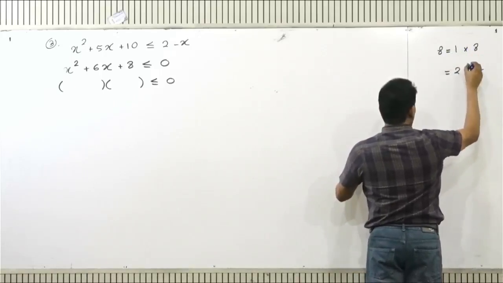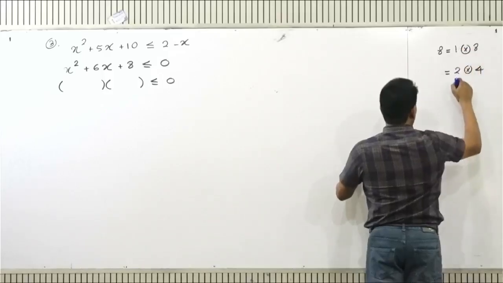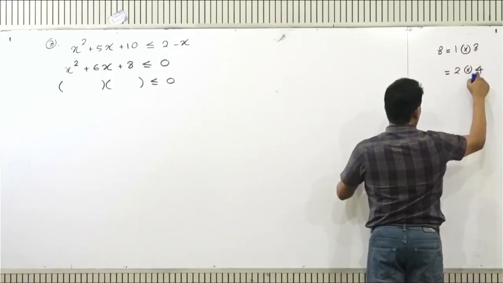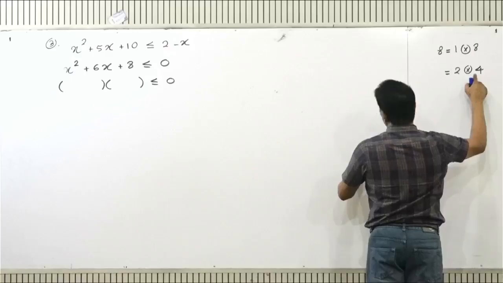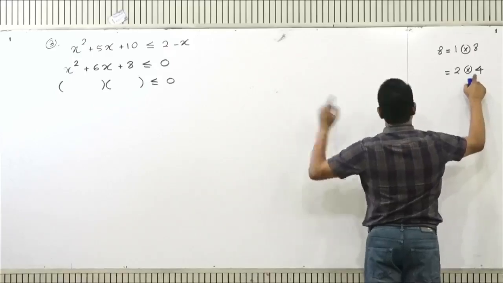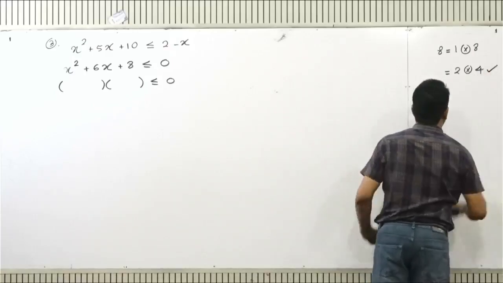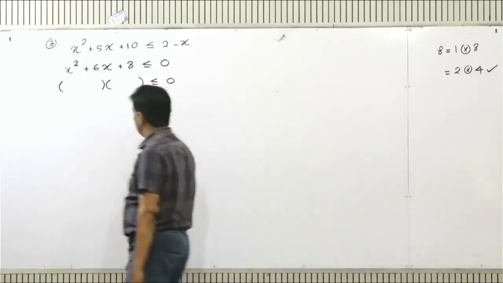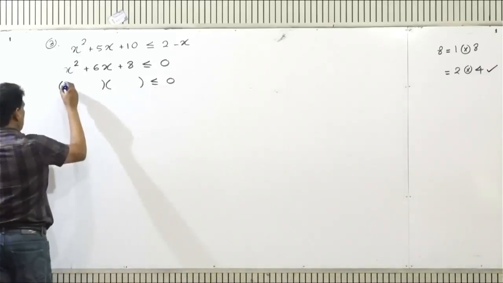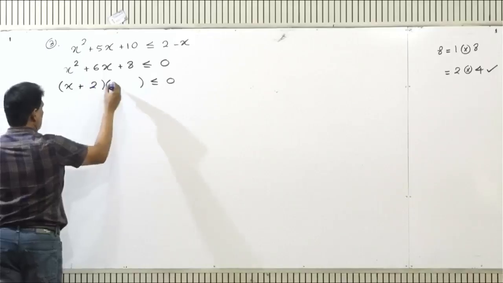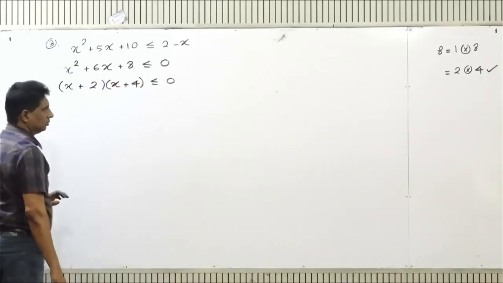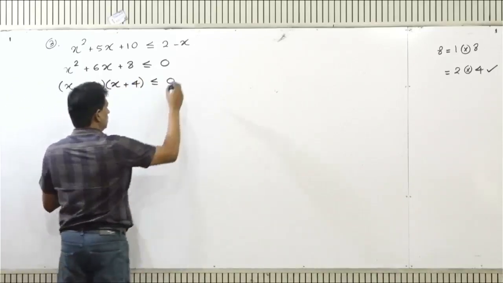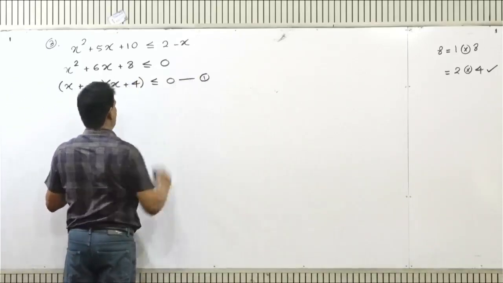If we take without the multiplication mark, then positive 2, positive 4 means positive 6. If we put negative, negative 2, negative 4 means negative 6. But we want positive 6 now. Then okay, positive 2, positive 4. So in this bracket x plus 2, then this bracket x plus 4. Those are the factors. This is inequality 1.